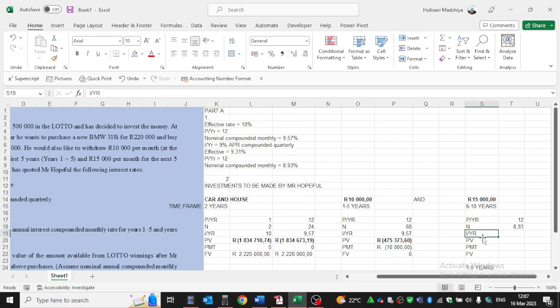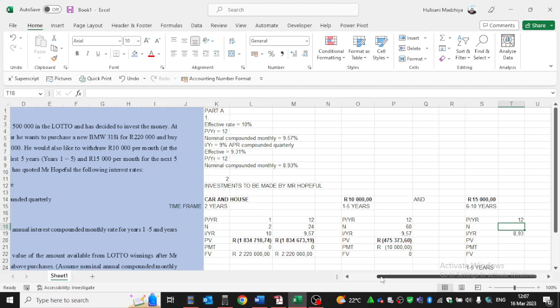Okay, 8.93, which is equivalent to 9.31 over the year, meaning that under this investment you would have actually earned 9.31%. And then we're gonna move towards the interest rate. So sorry, this was the interest rate. So we're gonna move towards looking at our number of periods.